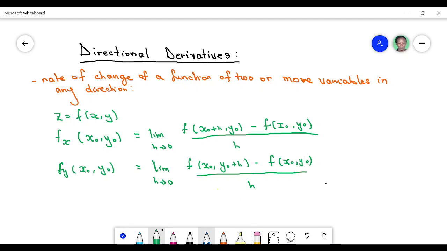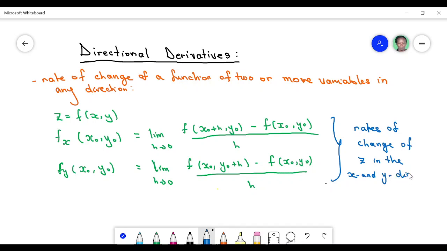And this represents what? The rate of change of z in the x and y directions. That is, in the directions of the unit vectors i and j. That is what it implies.